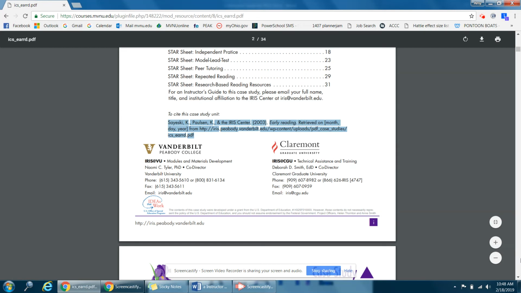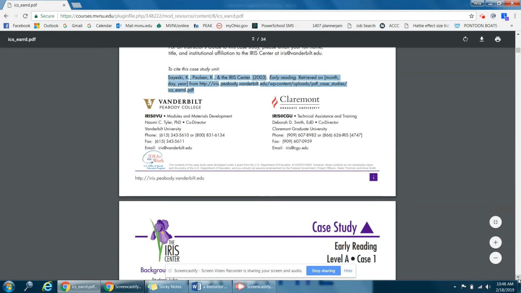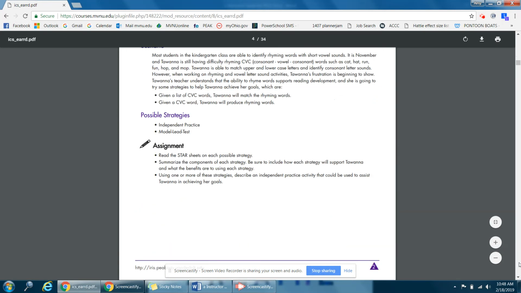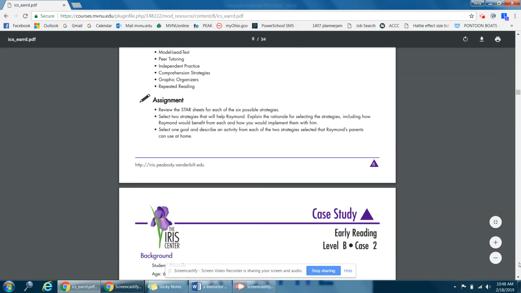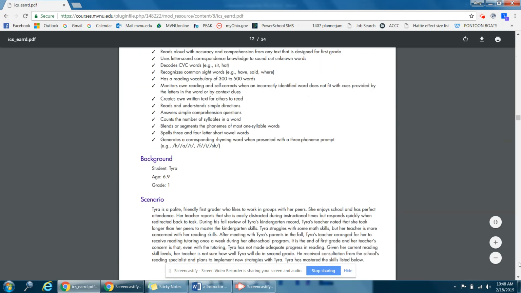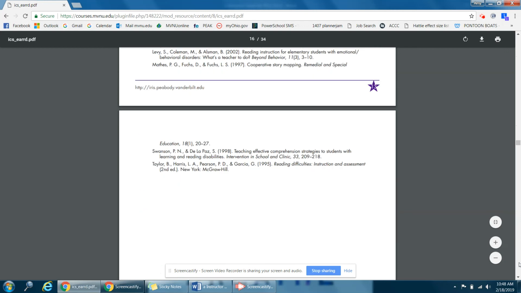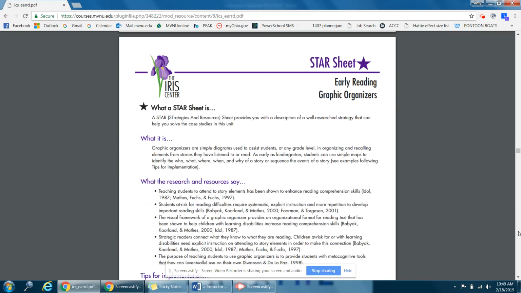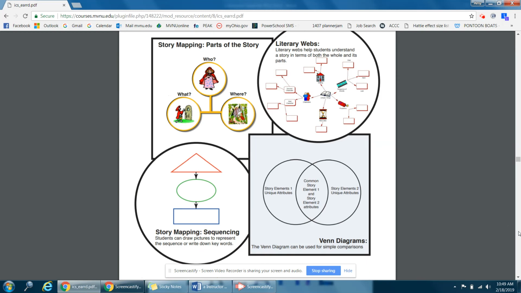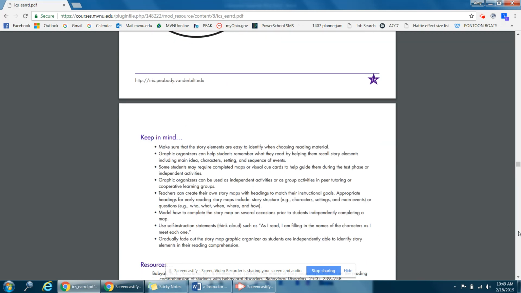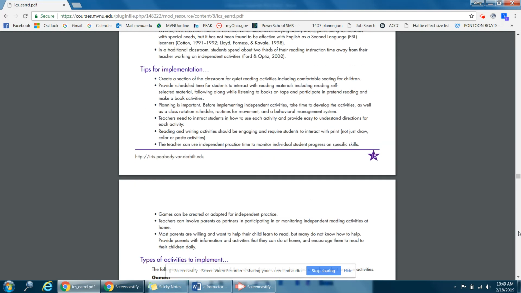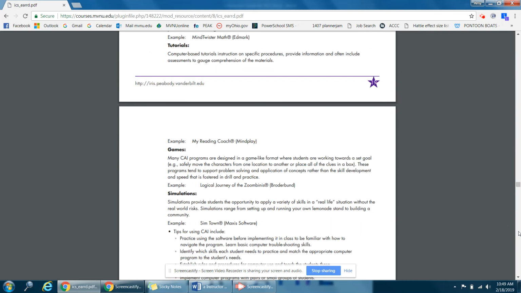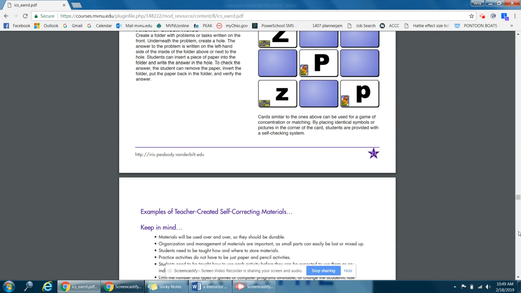It's a wonderful thing. And then you're going to scroll down, and you're going to start looking at some of the strategies that they give you. You're not necessarily going to look at the case studies, but you're going to look at the strategies. One of those would be graphic organizers. Those are really helpful not only for younger students, but also for older students. Here is another activity.